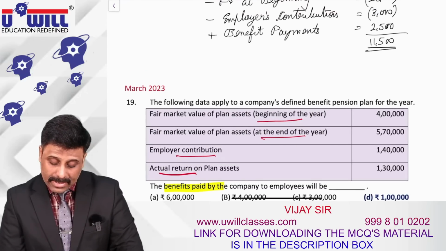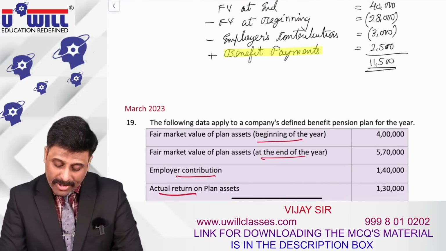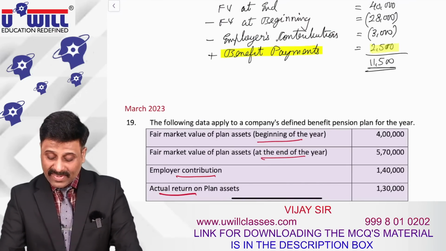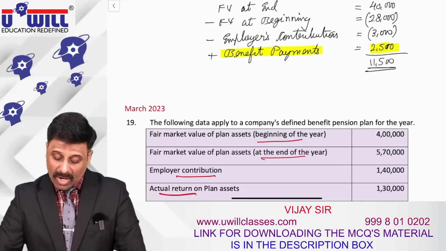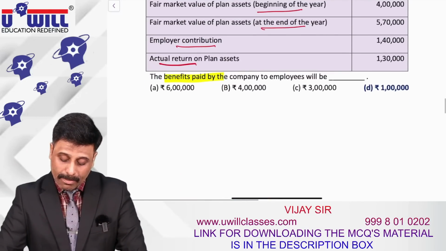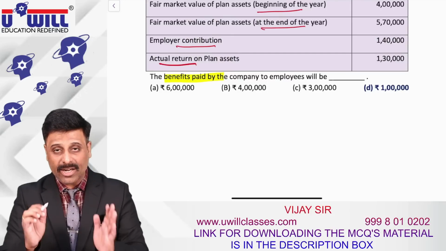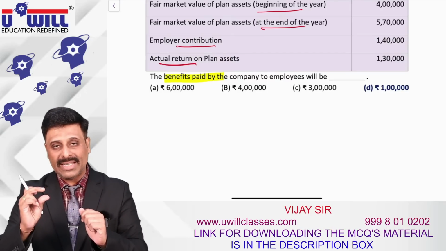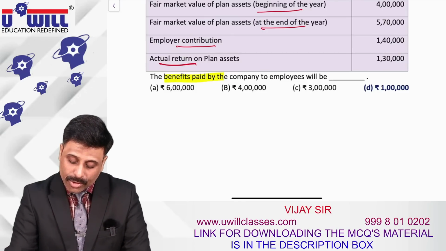Means what is asked? Here, what we had already been given earlier, this 2,500, that is asked in the question. So what we will do is we'll write this formula and we will go reverse and we'll be able to get the benefits payment. Okay, it is a similar question, but because benefits payment is asked, we have to go reverse. So how would you do that?